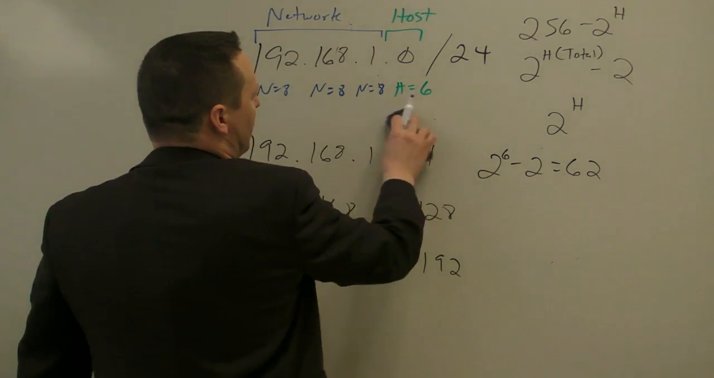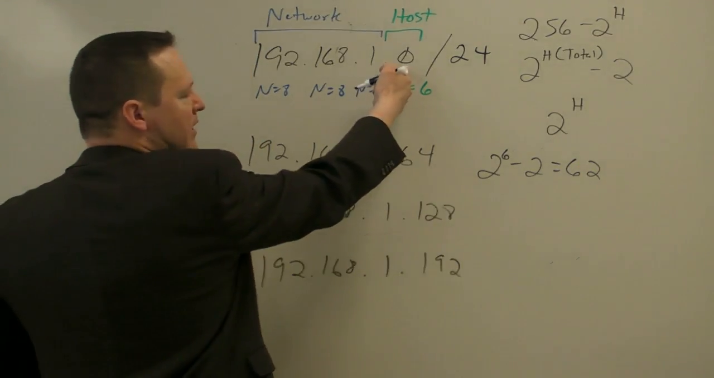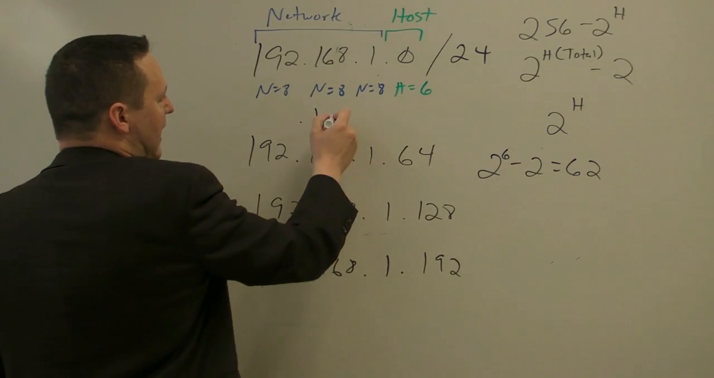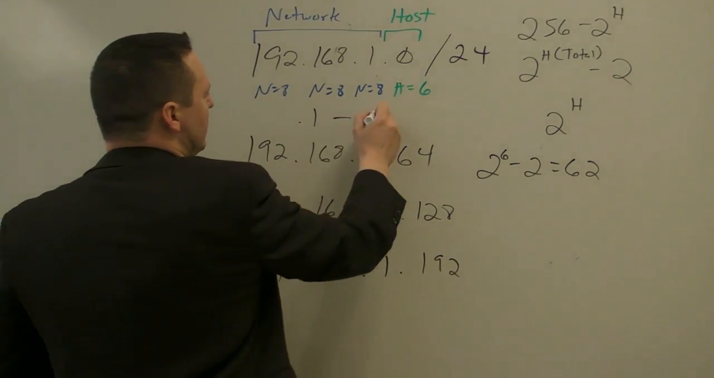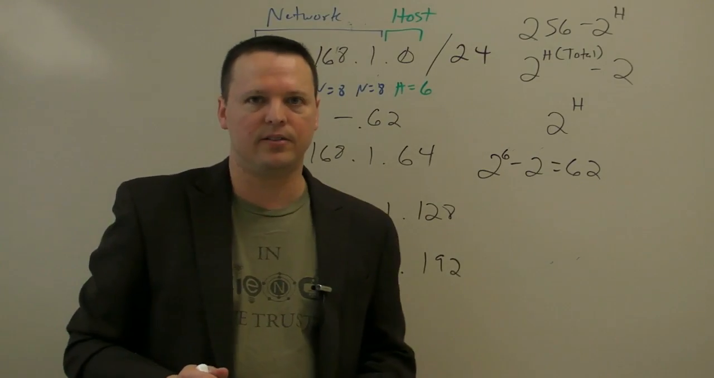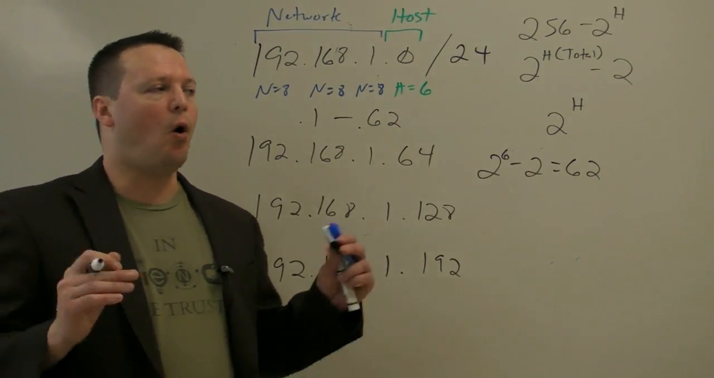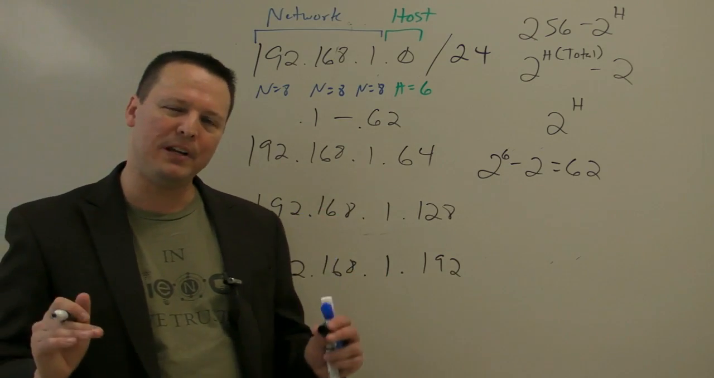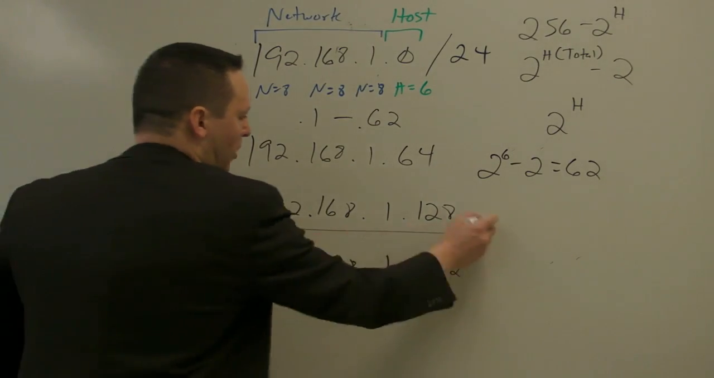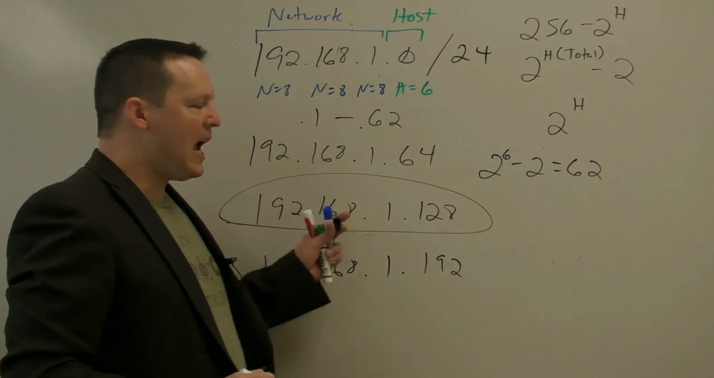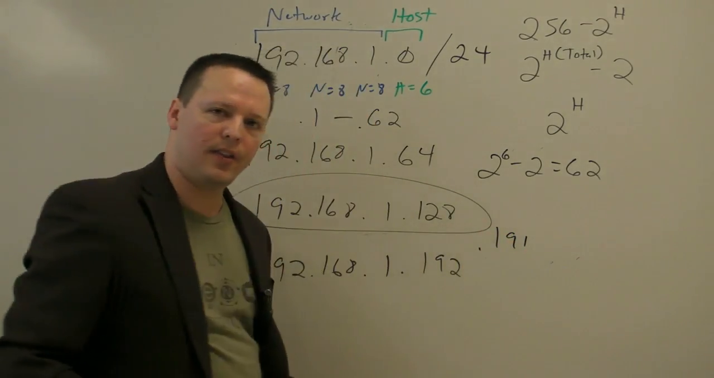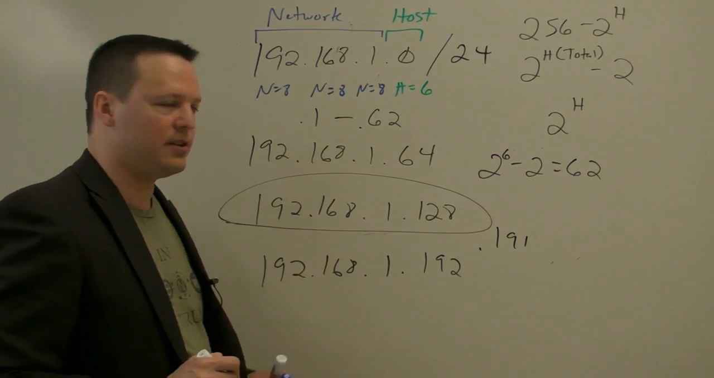Let's look at the first example. I can't use 0 because that's the net ID. So I can start with 1. And I can go through 62. Why can't I use 63? 63 is the broadcast address. Remember, a broadcast address is always the highest possible IP value on a given subnet ID. So for this network here as an example, the highest I can go before I reach the next network would be .191. That is the broadcast address for this network.